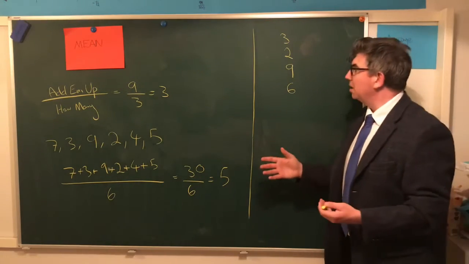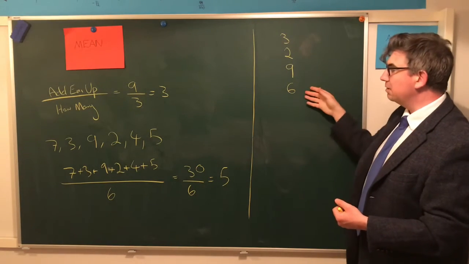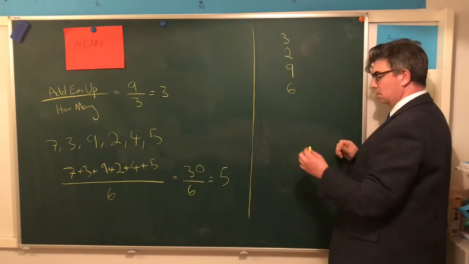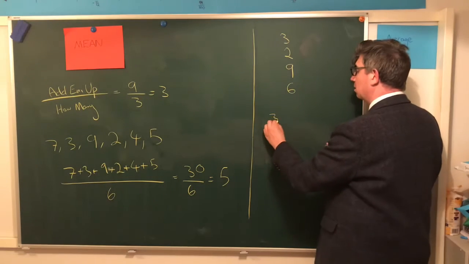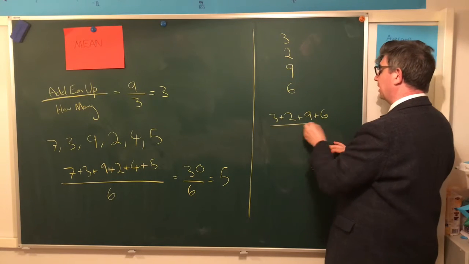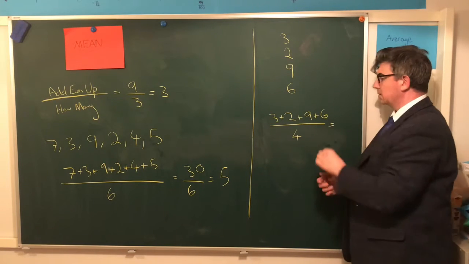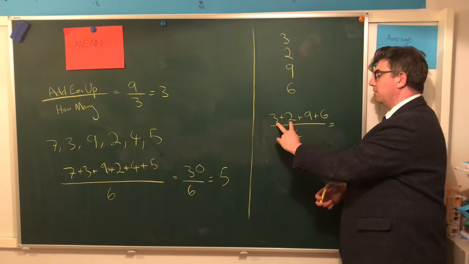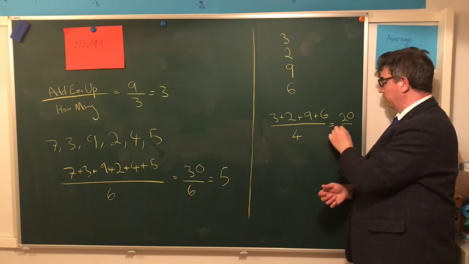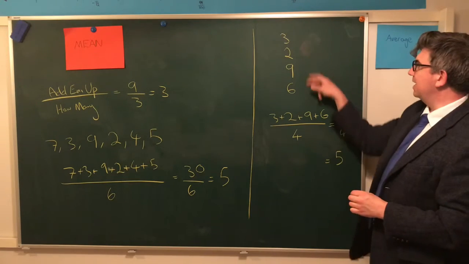Okay, so I set you guys the challenge of finding the mean of this data set here. So to find the mean of this data set, we're going to add them up. We're going to divide it by how many there are. So let's take a look at that. We go 3 plus 2 plus 9 plus 6. And we have to divide that by how many there are. And there are 4 of them. So that's going to be 5 and 9 is 14 and 6 is 20. So it's going to be 20 on the top all over 4, which is equal to 5. So the mean of this data is 5.